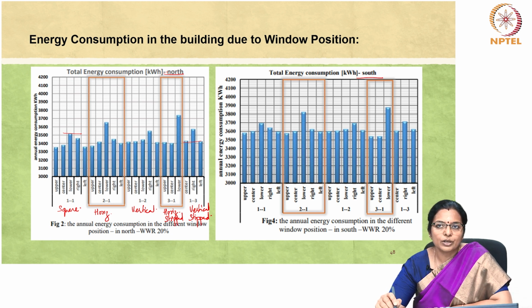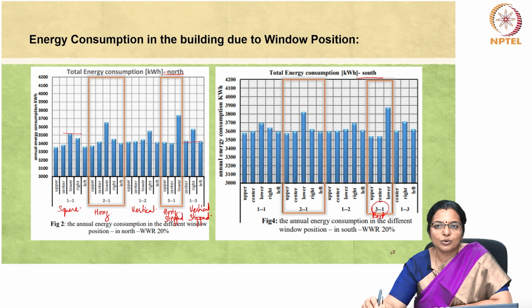Among the various window configurations, the rectangular window with 3:1 ratio, positioned at the upper part of the wall, records the lowest energy consumption for this facade. This is followed by the window in the center of the wall and then the upper part of the wall with ratios 2:1 and 1:1 respectively.